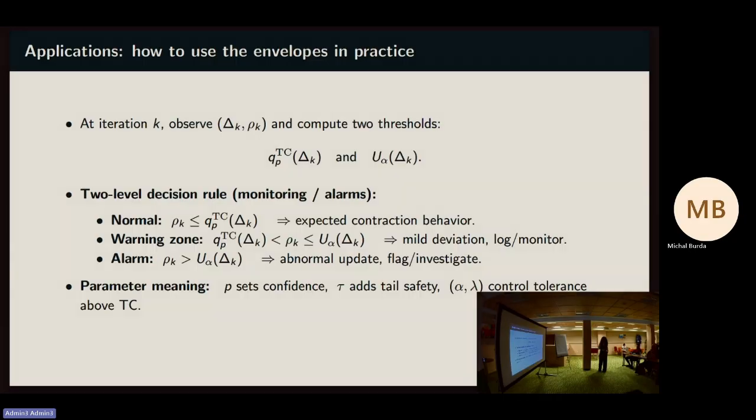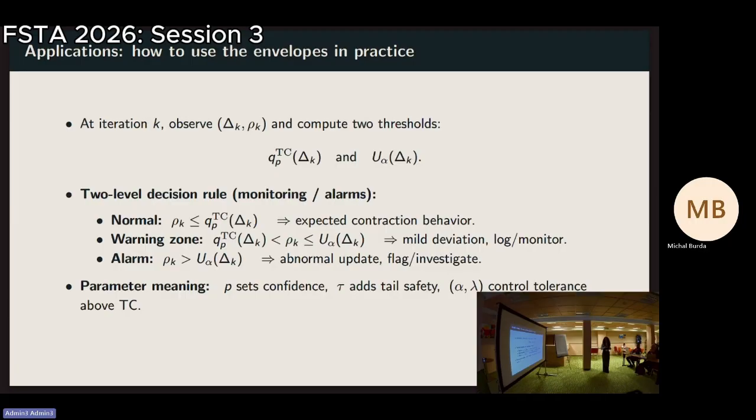So yeah, that's it. So how are we going to use this? Technically, the most important are QTC of delta K and U alpha, and we have a two-level decision tolerance here. For example, if rho K is less than QTC of delta K, this is the expected contraction behavior. It's all right. If it is between QTC and U alpha, this is a warning, not an alarm. We can say at this point rho is getting more than 1, but it's not very dangerous, or it depends on what you want or how you're modeling it. But the alarm is technically if it's more than U alpha, and it also depends on the value set for alpha. So these are the parameters: P sets the confidence, tau sets the safety, and alpha and lambda control the balance tolerance above the QTC.